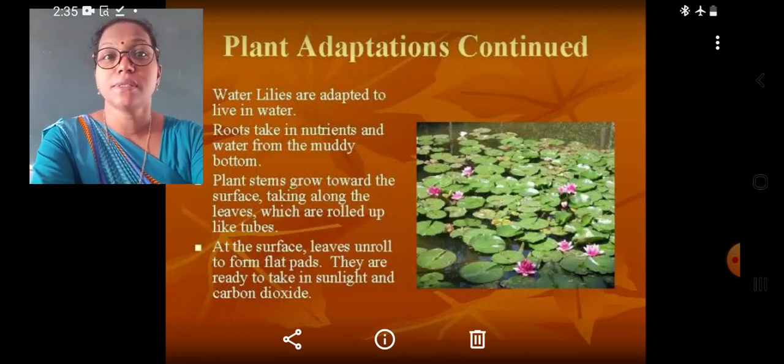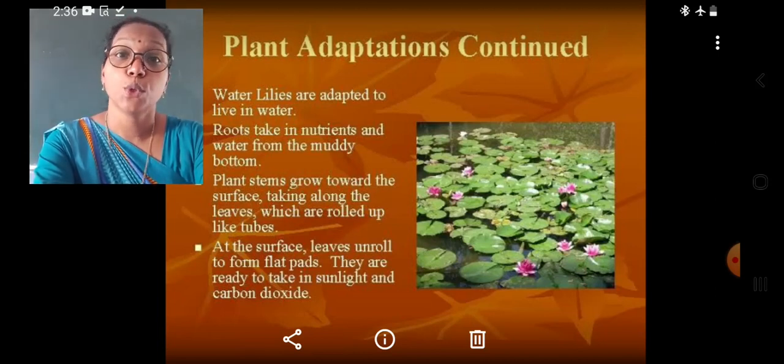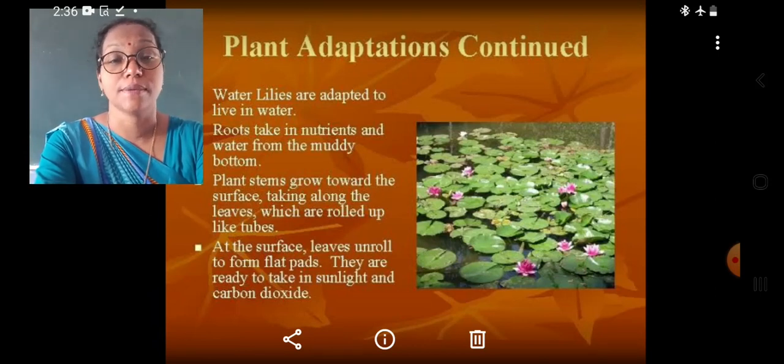The plant stems grow toward the surface, taking along the leaves, which are rolled up like tubes. So these stems grow towards the surface. When they reach the surface of water, they stop, and at the surface the leaves unroll to form flat parts. They are ready to take in sunlight and carbon dioxide for doing the process of photosynthesis.